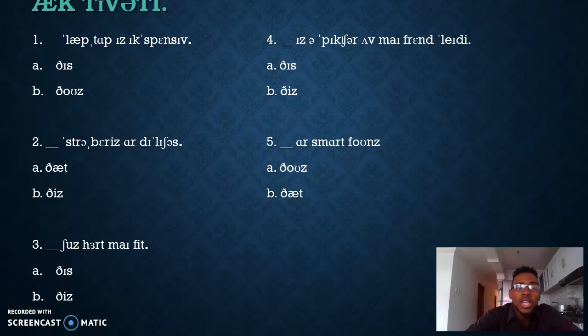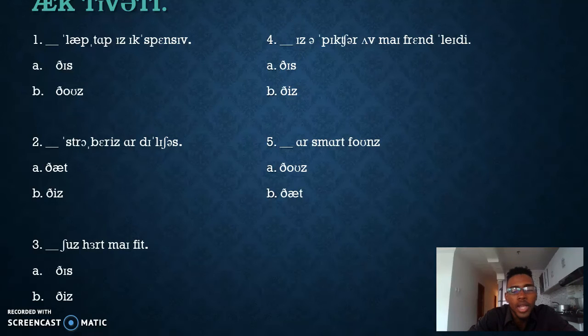Perfect. Here it is point B, "these," because I'm saying strawberries. I didn't say strawberry. Strawberries, there are a lot of them. These strawberries are delicious. So, the third one. What do you think, this or these? Choose: "her, my feet."